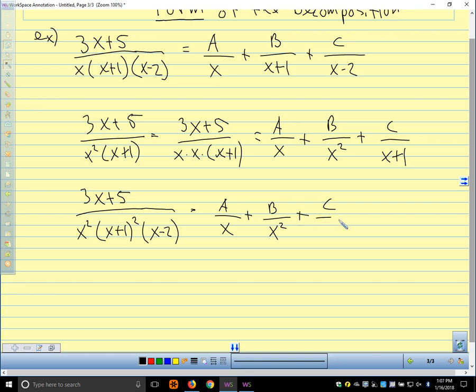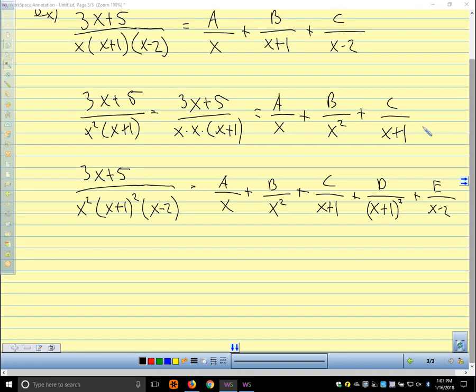We're going to include a partial fraction for the x plus 1. We're going to include a partial fraction for the x plus 1 squared. And we're going to include a partial fraction for the x minus 2. This one would be a very messy problem. We don't have to do any that are that complicated. So questions on this, finding the form of the decomposition so far?